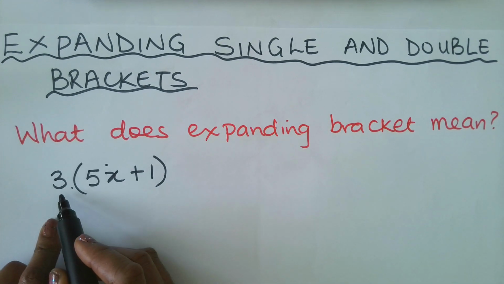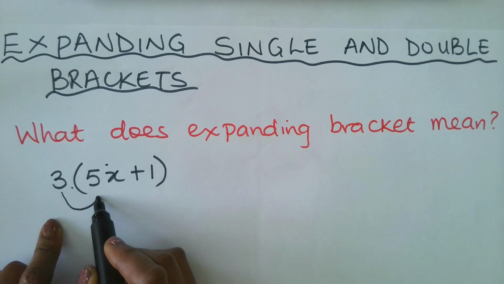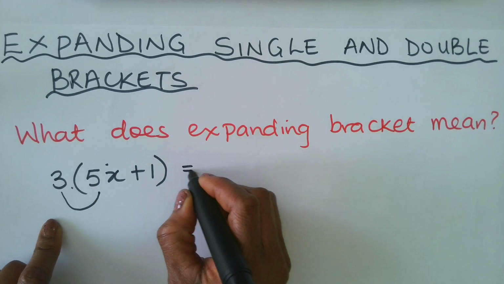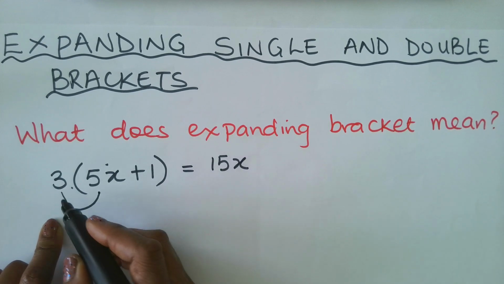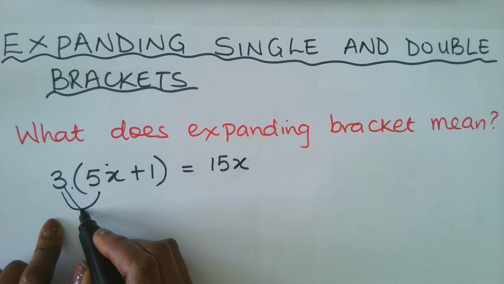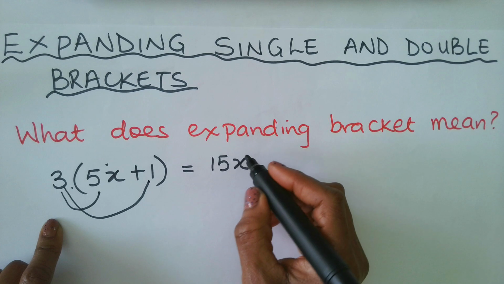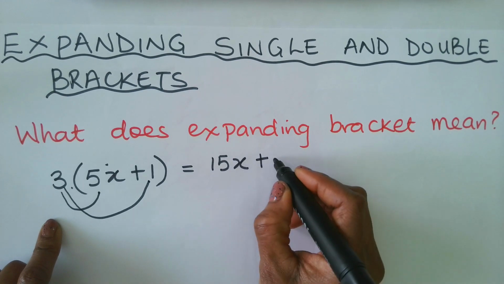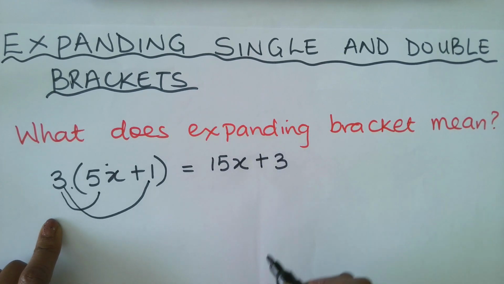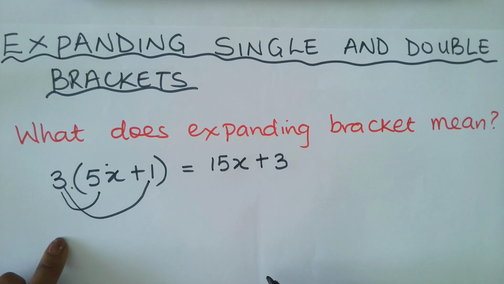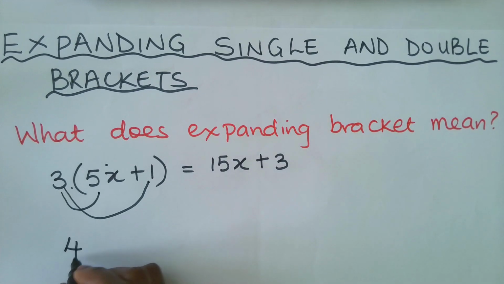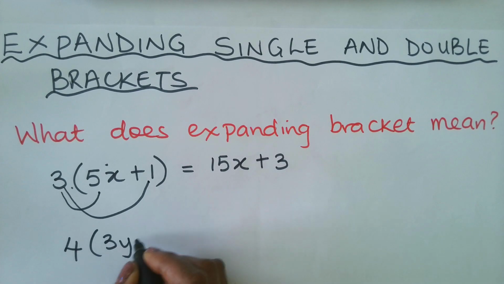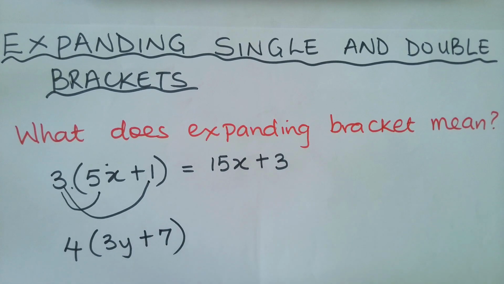So we say 3 multiplied by 5x is going to give me 15x. Now we go again, 3 multiplied by 1 will give me plus 3. Okay, we're going to look at another example. We have 4 in bracket 3y plus 7.